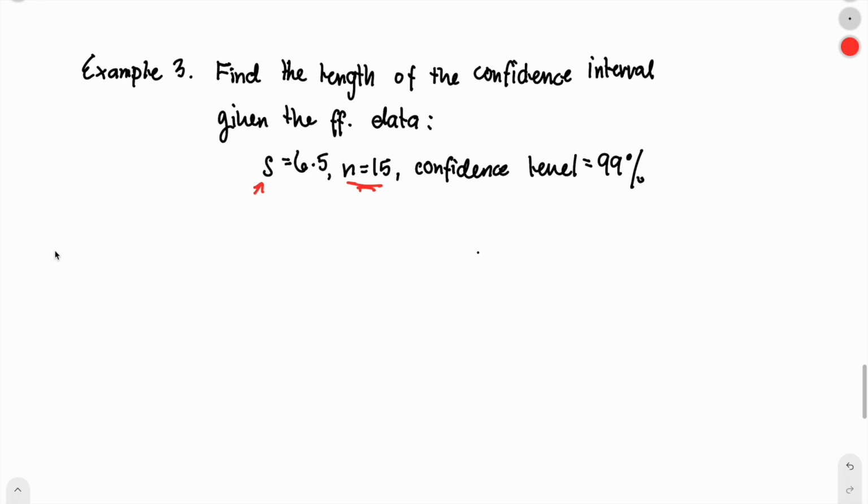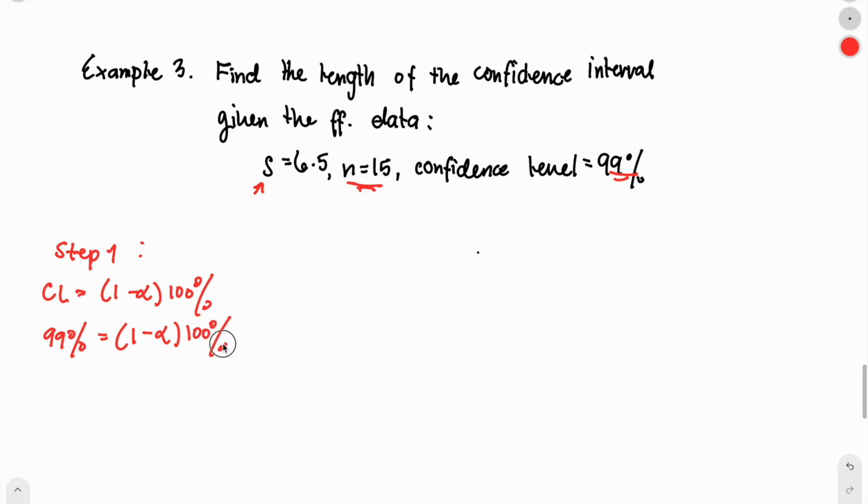So to solve for the LCI, we have step 1 again. Same as previously in example 2, we have CL, which is 1 minus alpha times 100%. Our CL is already given, which is 99%. So 99% equals 1 minus alpha times 100%. Then divide both sides by 100%.